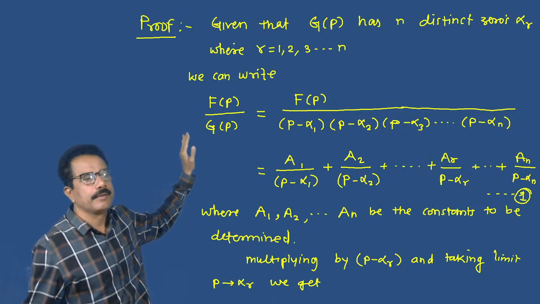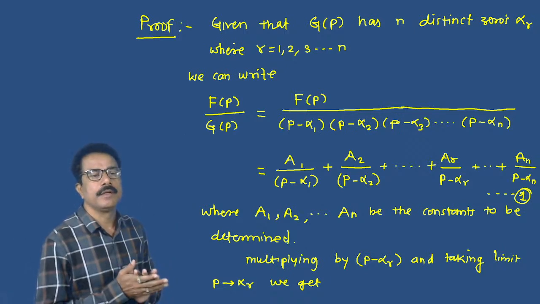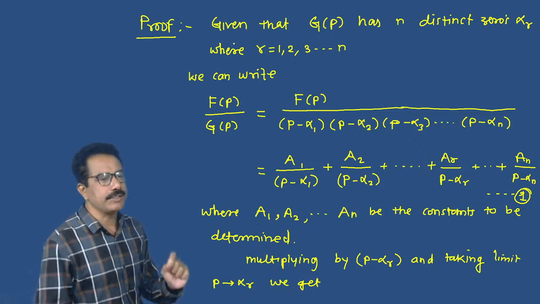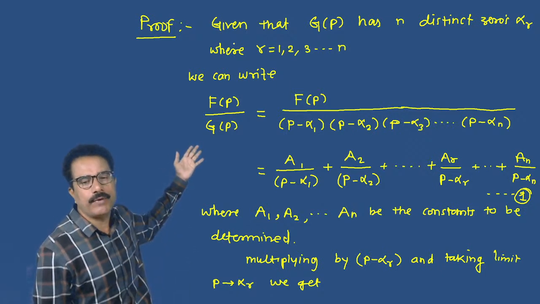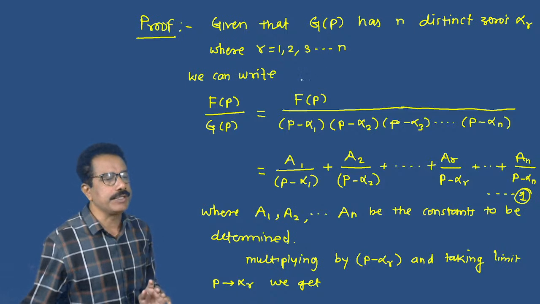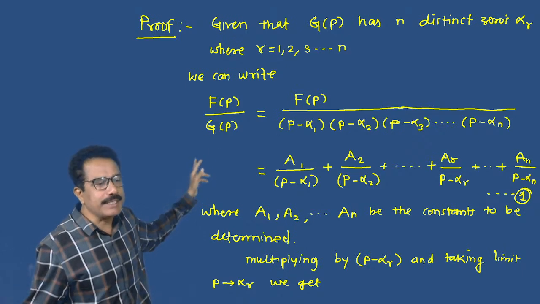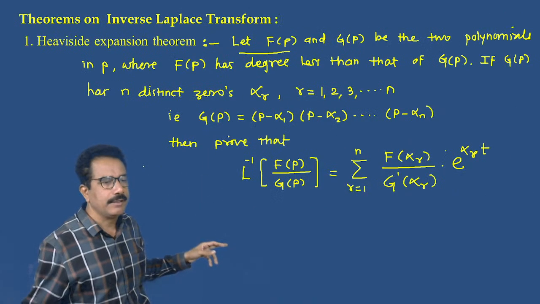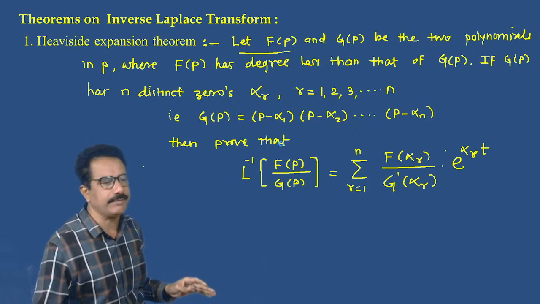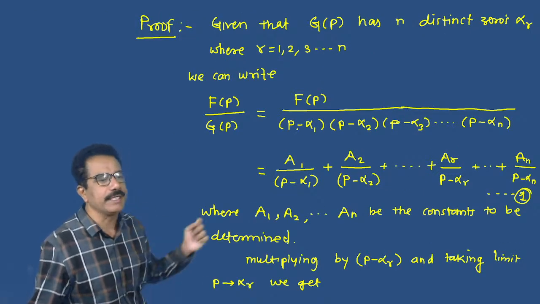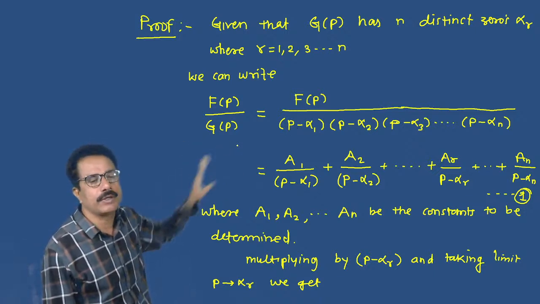Given that, proof. Given that G(p) has n distinct zeros alpha r, where r equals 1, 2, 3, ..., n. So we can write F(p) divided by G(p) equals F(p) divided by G(p) written in factor form. See this. G(p) we can write as (p minus alpha 1), (p minus alpha 2). These are the factors of G(p). So in place of G(p), we write (p minus alpha 1) into (p minus alpha 2) ... (p minus alpha n).